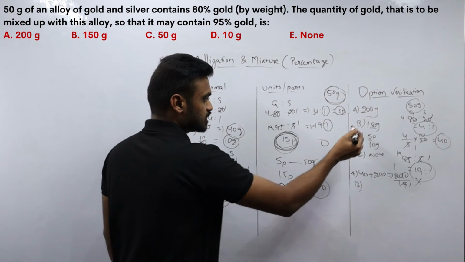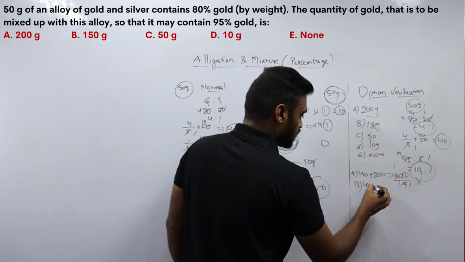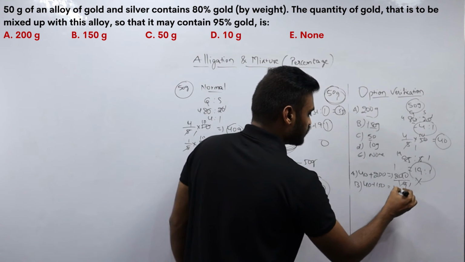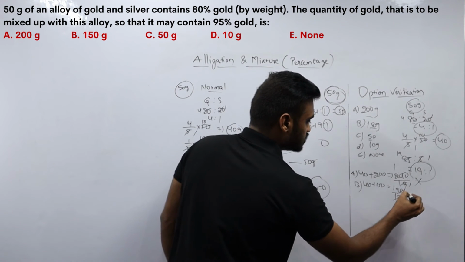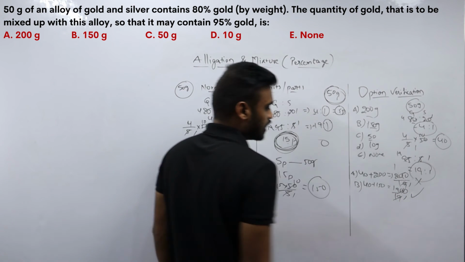And again the B value, that is 150 grams. So I will get 40 plus 150, I will get 190 by 19. So 190 by 19, that is 19 tens are 190. So this is exactly divisible by 19.